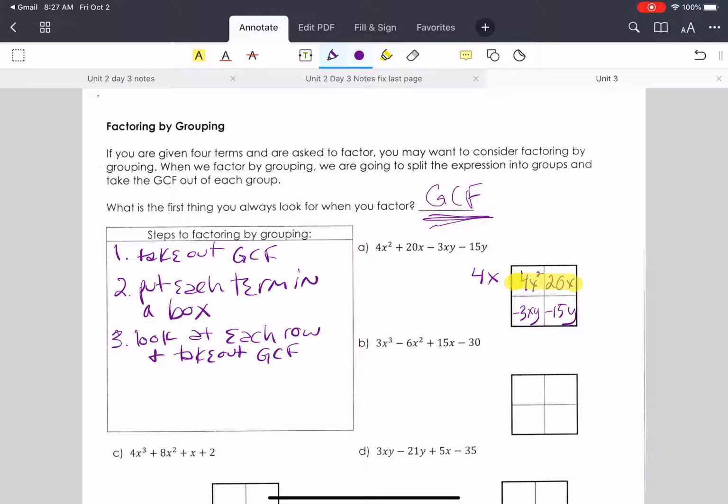Okay? Now, let's look at this row. Is there a GCF? Oh, good, you remembered negative. The first one was negative, so we have to take the negative out. Negative 3, is that it? Negative 3y, good.